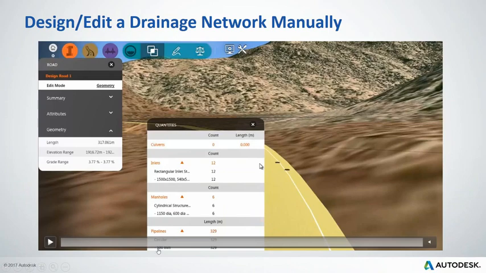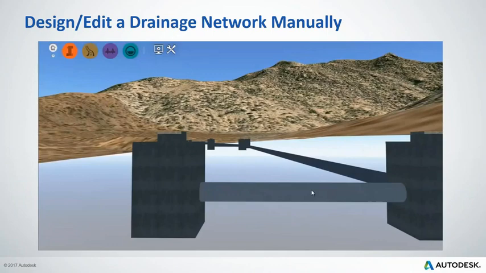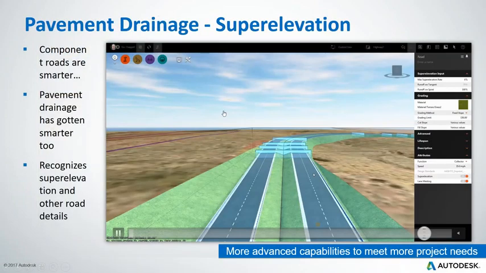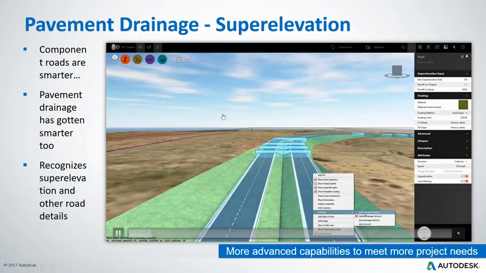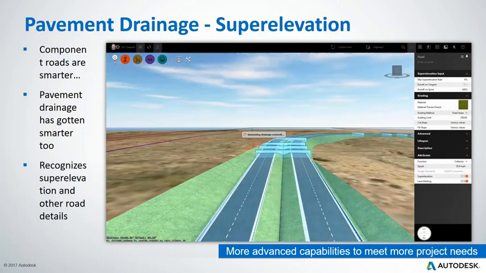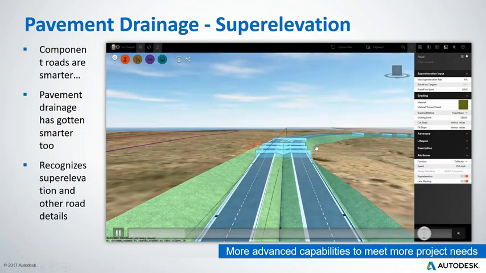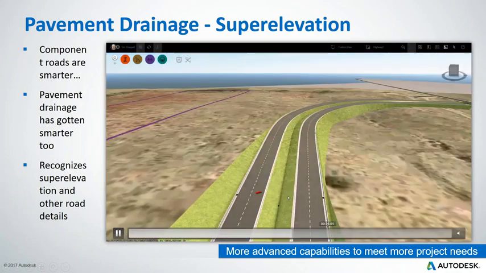Maybe we have one diameter size, but maybe we also have other diameters as well. Now, the drainage network also takes into account the super elevation. So once we create a drainage network over a curve, using component roads specifically, the network will take into account this super elevation and will place the inlets in their right locations.